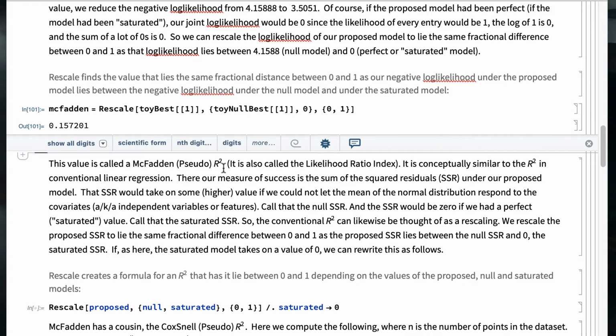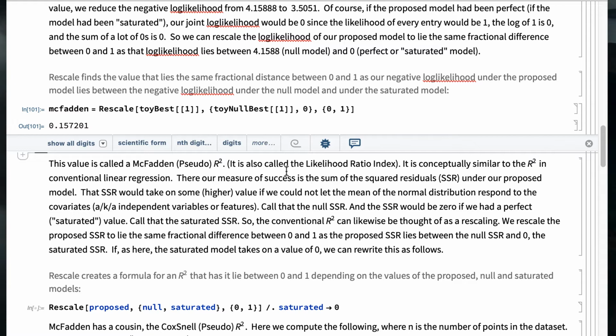Or it's sometimes called a McFadden R-squared, or sometimes a likelihood ratio index. Lots of names in statistics, often for exactly the same thing, and this is one thing that can make it complicated. But if you think about it, the McFadden R-squared, or pseudo R-squared for the purists, is conceptually similar to the R-squared in conventional linear regression. Let's think about why that is.